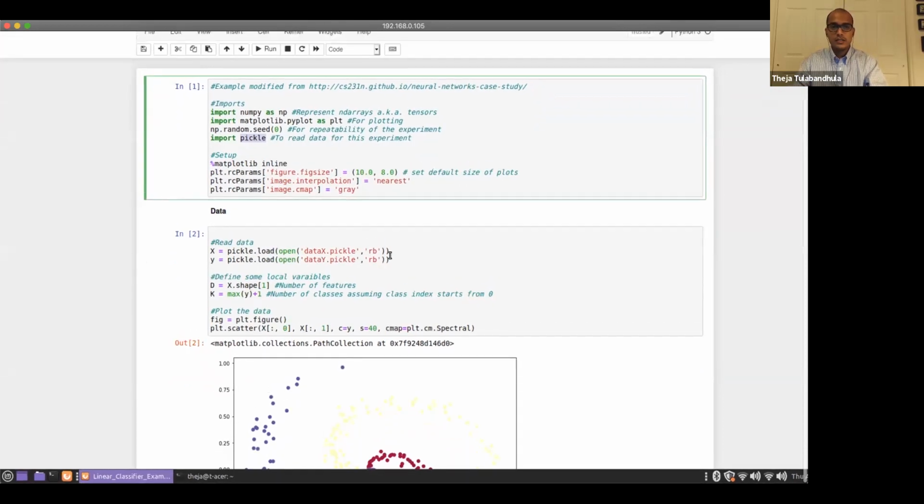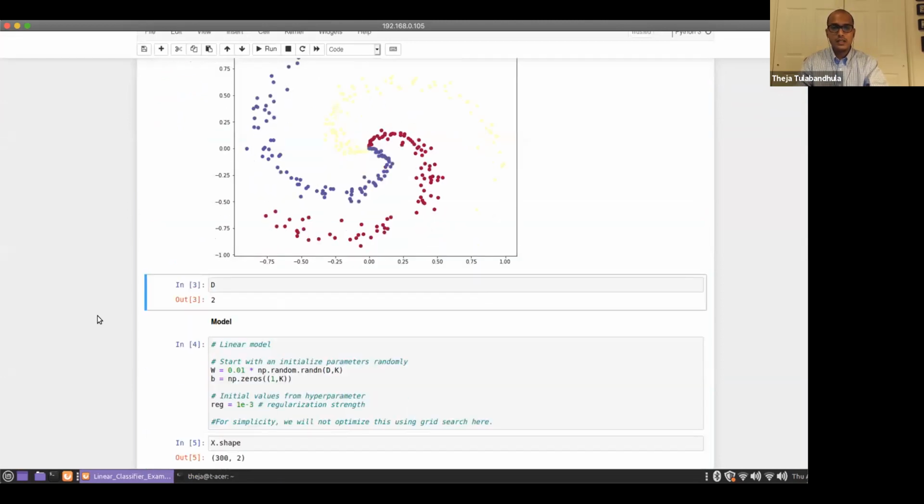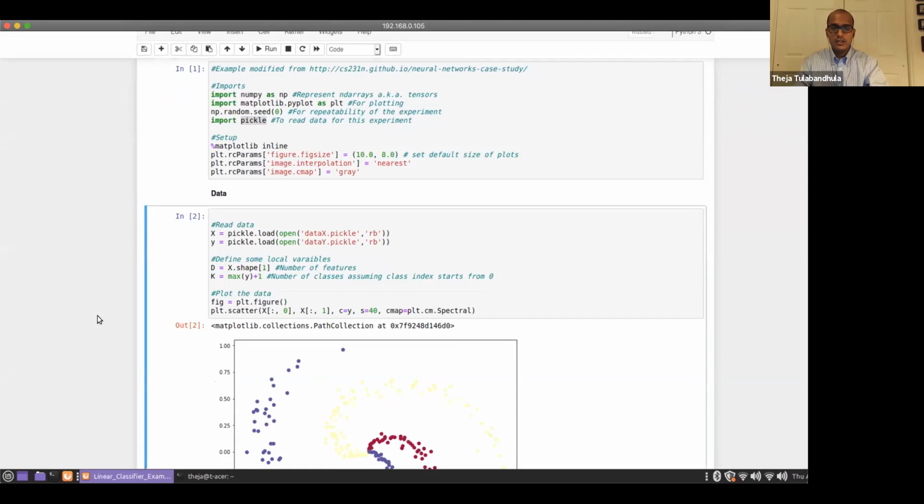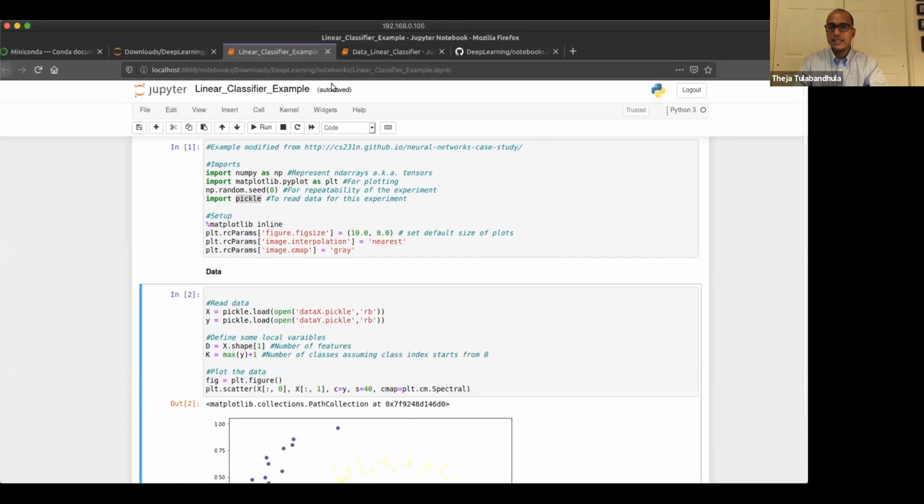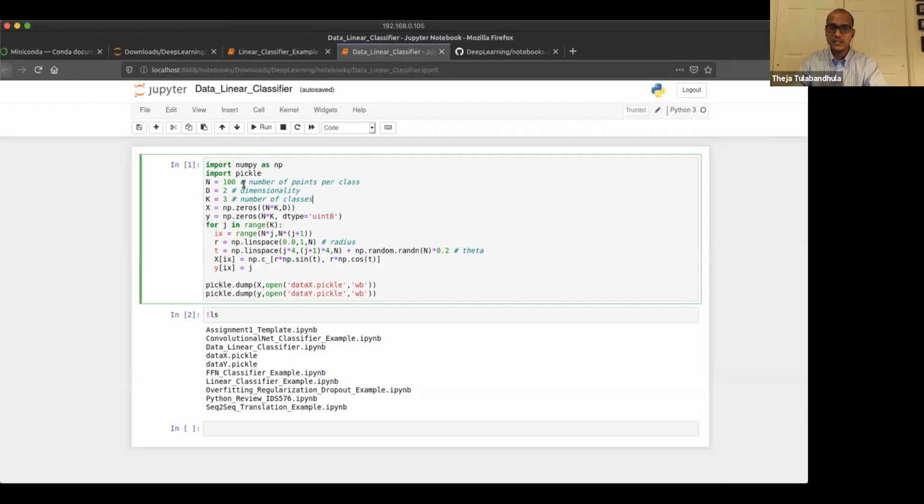So let's look at the more interesting cell. In this cell, what we're doing is reading data from files called data x.pickle and data y.pickle. Now, where did I get those files? I just created a simple script which will generate the data. It's actually just, I want to get 100 observations per class. So what I'm trying to do is create a synthetic data set which has 2 dimensions and has 3 classes.